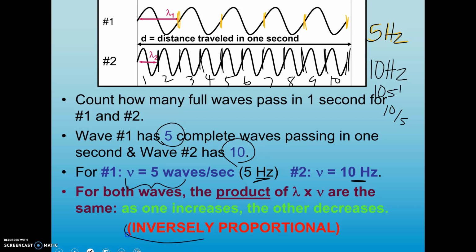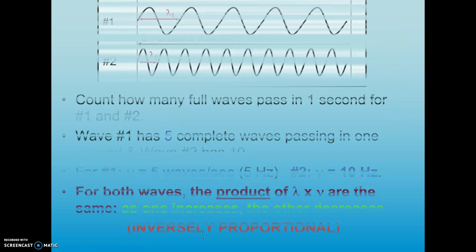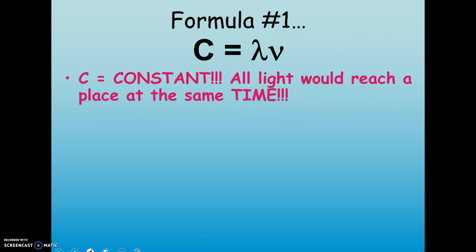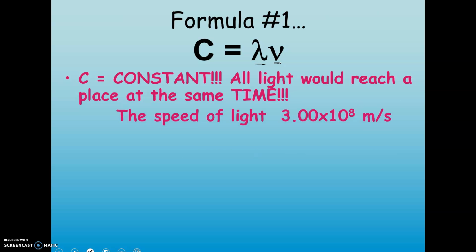And the name for this relationship you've probably learned in math. This is called being inversely proportional. So as one goes up, the other goes down. So there's a formula here. Like we said, the product of these two is actually always the same. It's a constant. Wavelength times frequency always gives us a constant. And that constant is represented by the letter C, and it is the speed of light. And it is measured in meters per second.